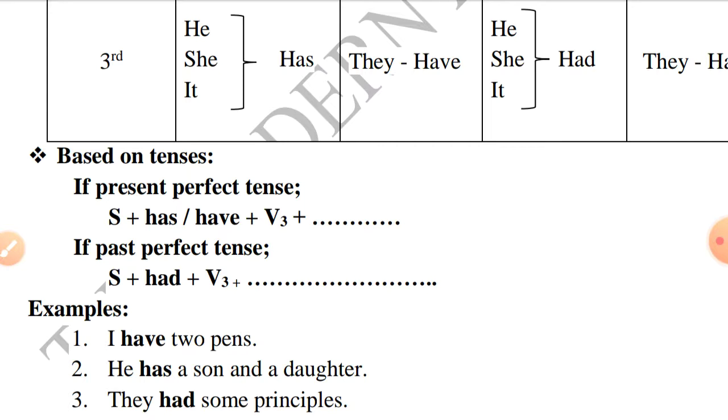So present perfect tense means an action or situation that started in the past and continues in the present. Understood? An action or situation that started in the past, already started, but now also it is continuing, okay. So this is known as present perfect tense. An action has started already, but it continues now, so still it is continuing. So this is known as present perfect tense.